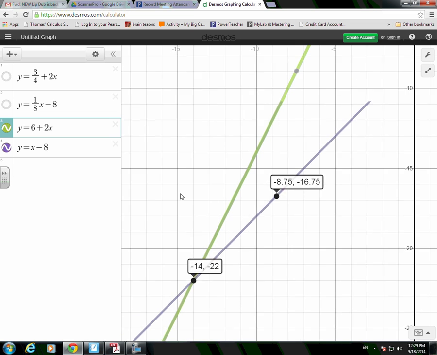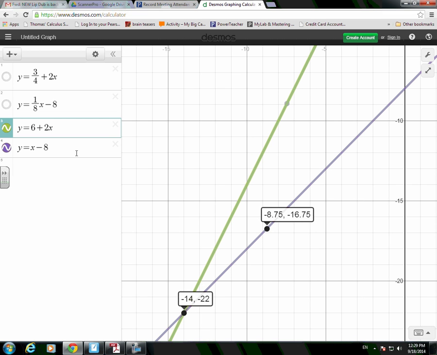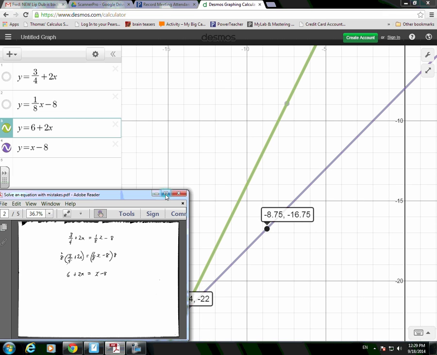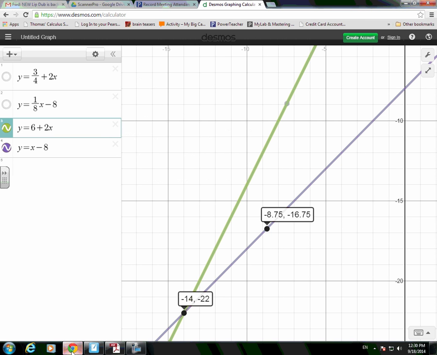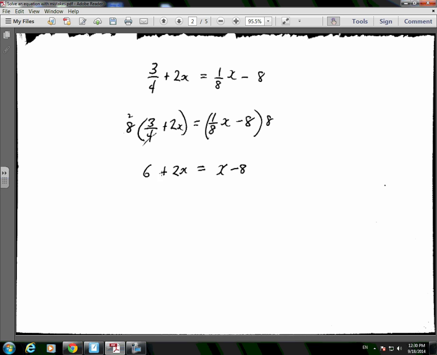So if I was to continue solving this equation, I would find x equals negative 14, and I would think I was right. But x equals negative 14 is not the solution to the original given equation because I made a mistake here. So the next order of business is, Desmos just told me, Mr. Guyette, you made a mistake. Now I have to find out what mistake I made.